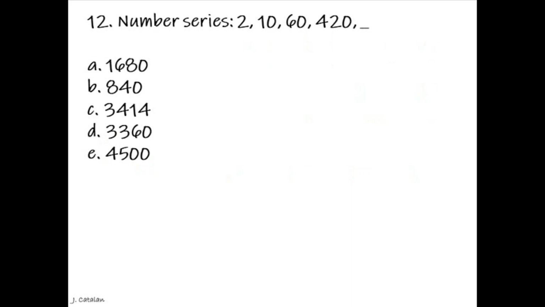Number series: 2, 10, 60, 420, blank. Notice that our number series is increasing. Let us try 5 as our multiplier to get the succeeding number 10. Two multiplied by 5 is 10. For number 10, find a multiplier to have a result of 60. So we will multiply it by 6. 10 multiplied by 6 is 60. As we notice now, the multiplier pattern is also increasing by 1.